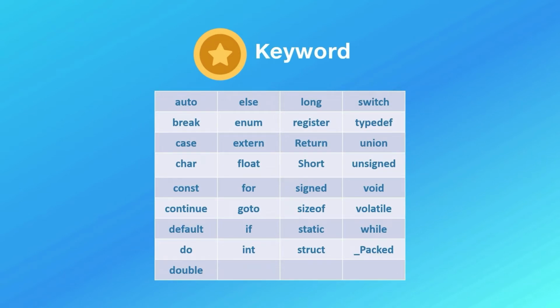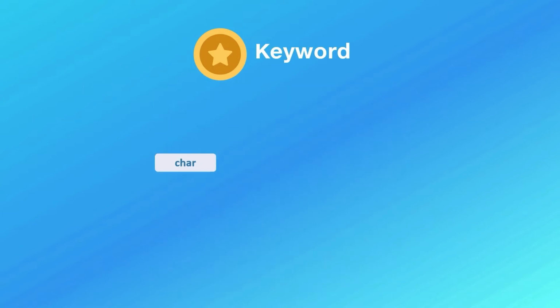And these are the lists of the keywords in C programming language: auto, break, case, char, const, continue, default, do, double, else, enum, extern, float, for, goto, if, int, long, register, return, short, sizeof, static, struct, switch, typedef, union, unsigned, void, volatile, while, and _Packed. So these are the 33 keywords.